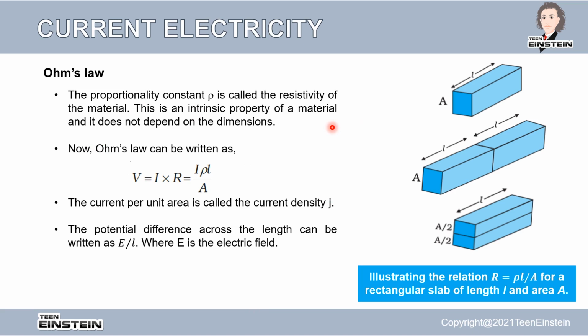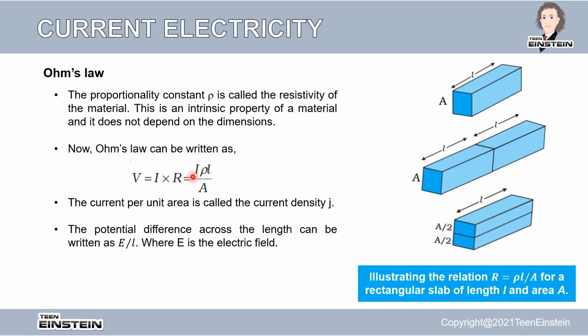Now, Ohm's law can also be written differently. We know what Ohm's law is: V equal to I multiplied by R, and instead of R we have this formula, rho L by A. Let's substitute it here. So V equal to I rho L by A. Now the current per unit area is called the current density. We are going to introduce another concept called current density. So I by A can be written as J.